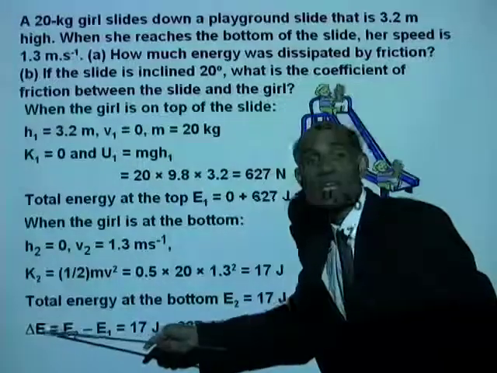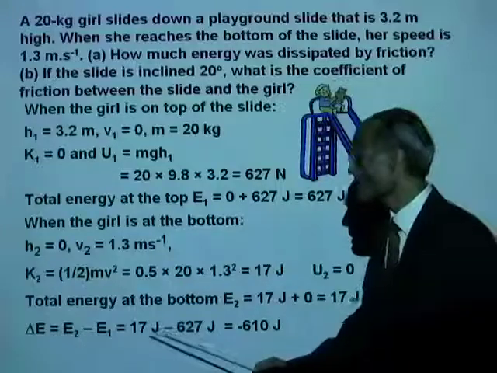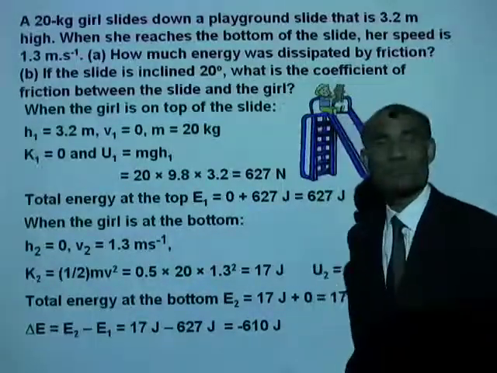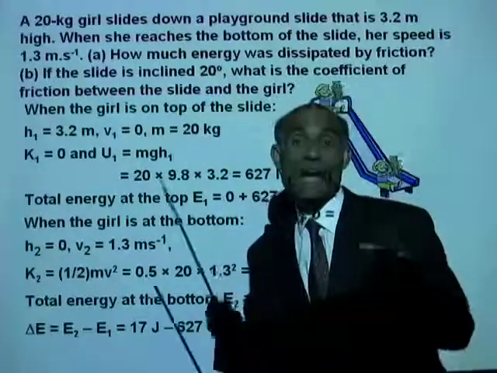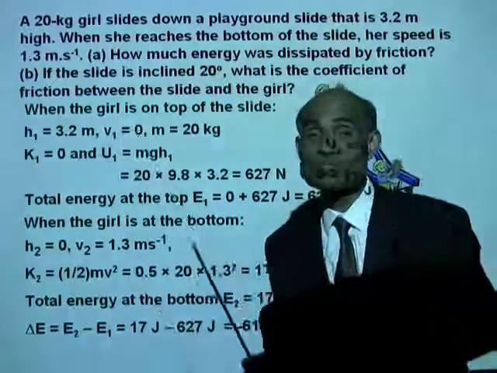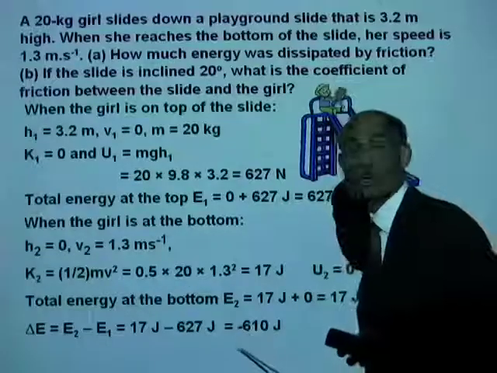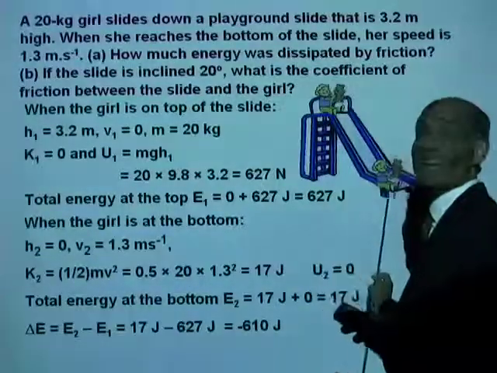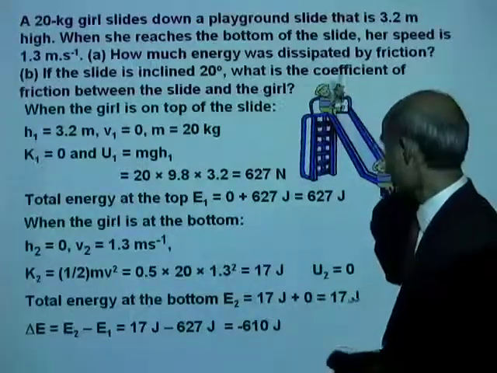So delta E, the change in energy, is E2 minus E1. This is negative 610 joules. And this negative 610 joules has been lost in doing work against friction. That is what slowed her down. Remember, if this friction was not there, she would be landing with a neck-breaking speed. Okay.